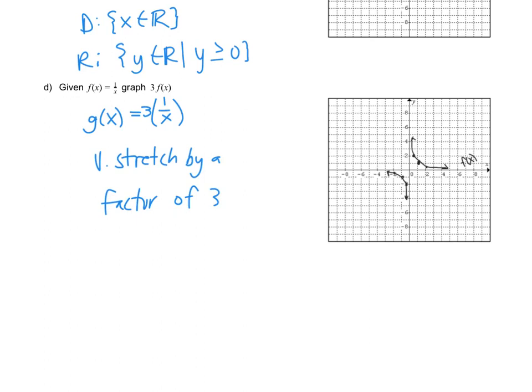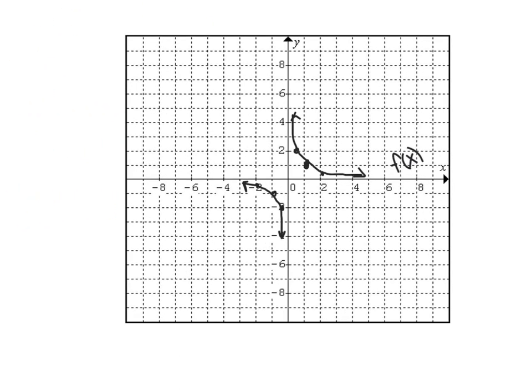All right, so hopefully you have 3 times 1 over x for your equation, which means you have a vertical stretch by a factor of 3. Now here is our base rational equation with those key points. I'm going to take all of them and triple their distance from the x-axis. So the point that is at 0.5 comma 2, that 2, when I triple it, will now go to 6. Notice the x-coordinate isn't changing. It's still at 0.5. It's just the y is tripling. The point that's at 1, 1 will now be at 1, 3. The points at 2 comma a half will now be at 2 comma 1.5.